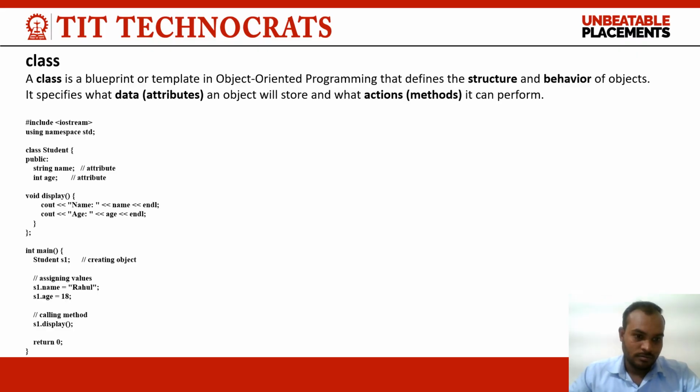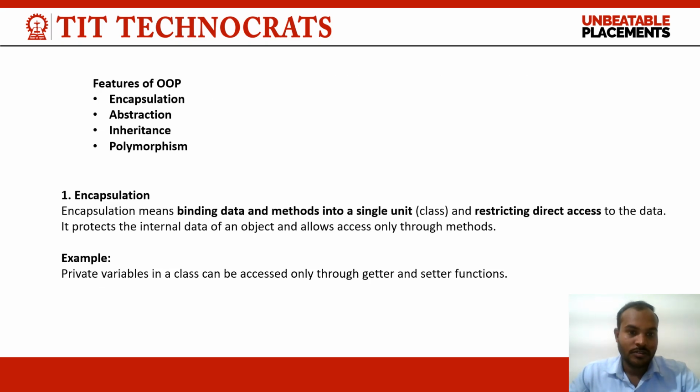And second is features of object-oriented programming. They are encapsulation, abstraction, inheritance, and polymorphism. First is encapsulation. Encapsulation means binding data and methods into a single unit, a class, and restricting direct access to the data.